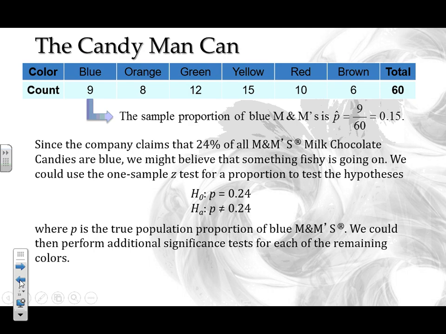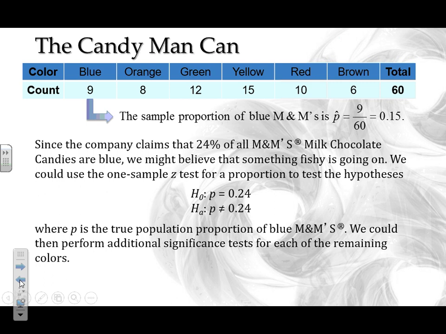But that only tells us the blue portion. So what would we have to do next if we wanted to continue? We'd have to do orange, then green, then yellow. We could run a one-prop z-test for every single color, but that's a lot of work. And the other thing is, what we're concerned with is the overall distribution of the bag. Does the overall distribution follow the distribution they claim?